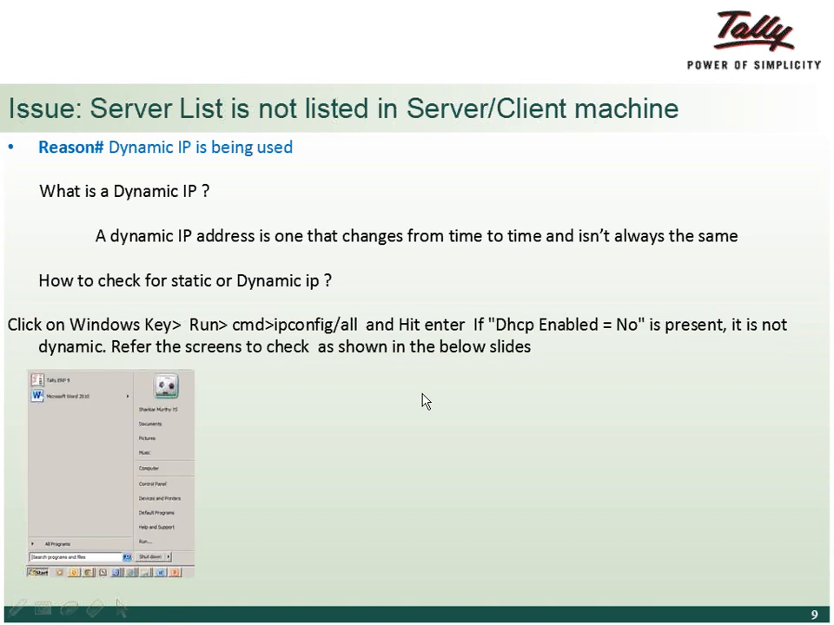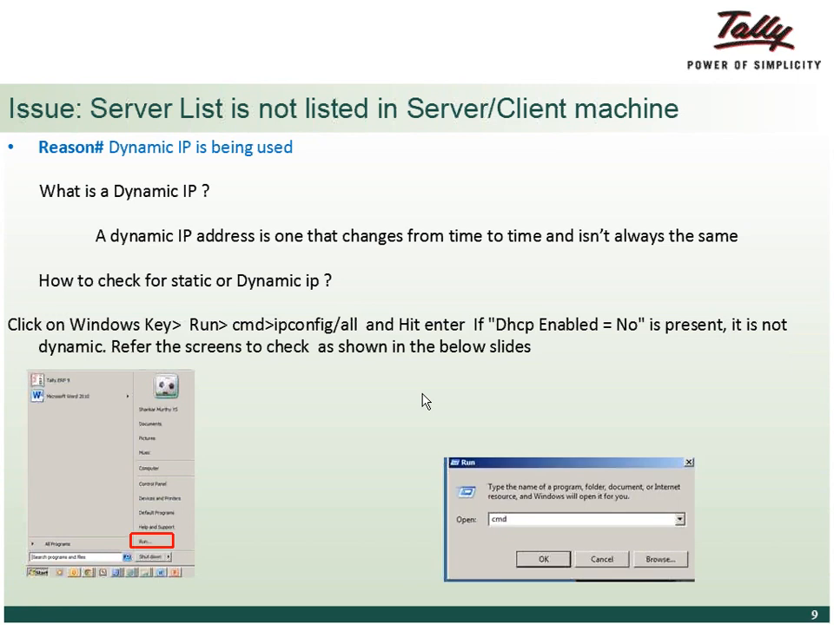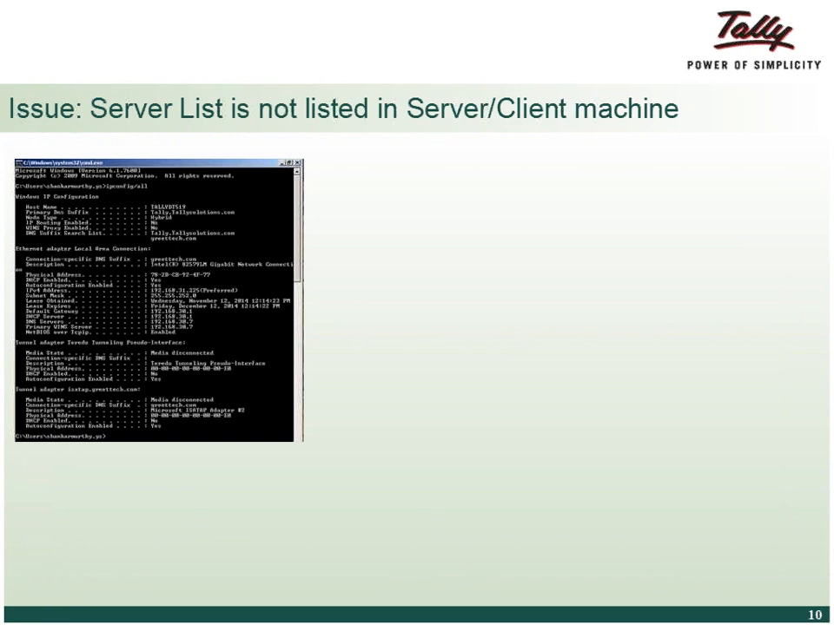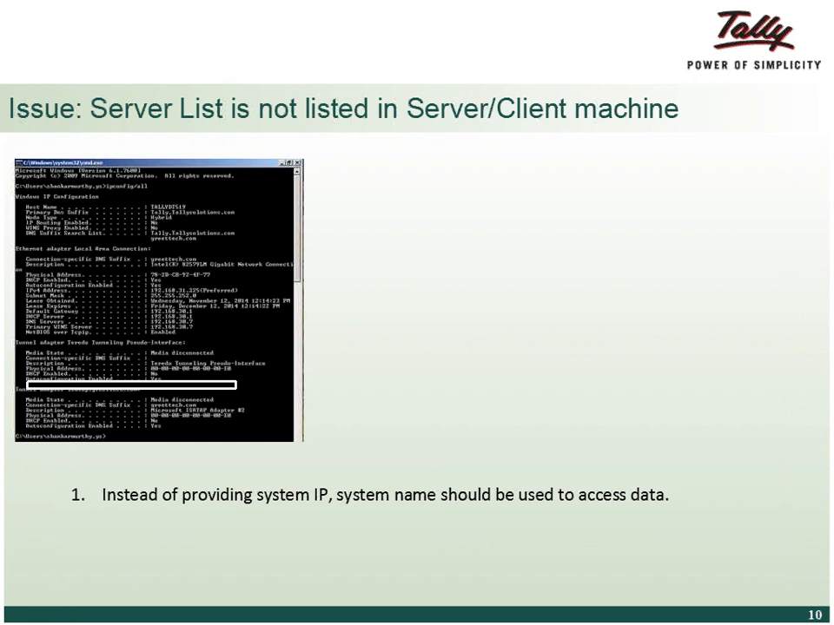Let us see how exactly we can check it. You need to go for the option Start, Run, type the command cmd, then click on OK. The command prompt screen will appear. Here you can give the command ipconfig/all. Here you will come to know that DHCP enabled is set to no. That is, if that particular option is coming as no, it means that it is not a dynamic IP. Instead, it is a static IP that has been configured in the system.